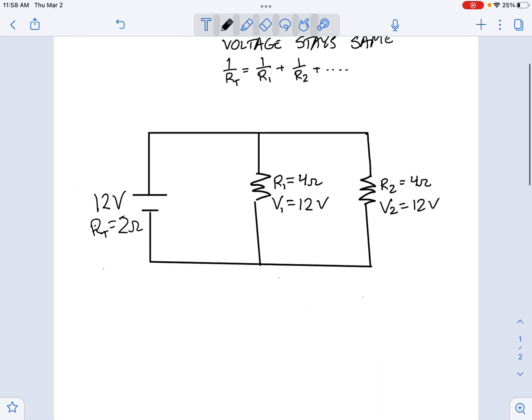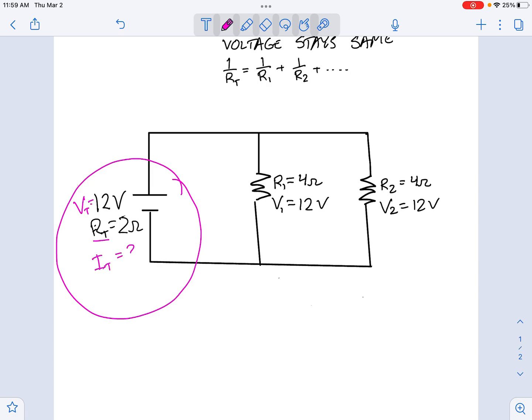So here, now I like to draw things so that you can kind of see, because it gets confusing to try to figure out where to do what. But now if I put all my total values over here, I can say, okay, well these are all my total values. This is my total voltage. This is my total resistance. And now I need to find my total current.